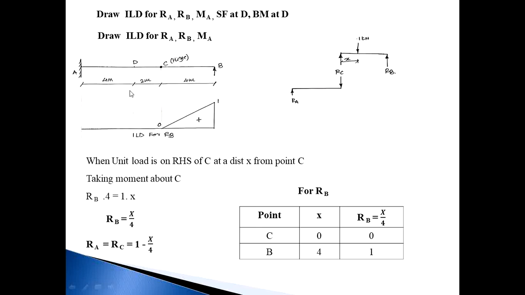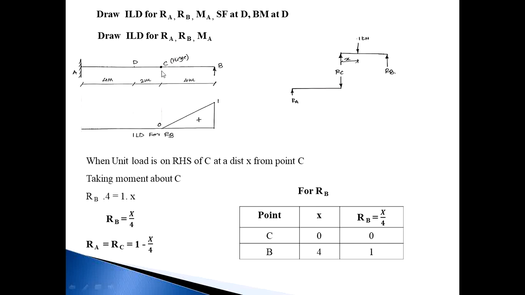So let us see, first of all, draw ILD for RB. This is the RB point. Suppose the load lies between A to C. There is no reaction for RB because this is a separate beam. Whatever the load acting on A to C, the reaction is generated at point A only. There is no reaction at B.